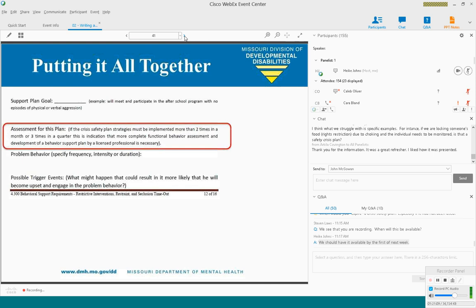So if you've had to use this plan 2 times in a single month or 3 times in a quarter, so basically more than once a month, you probably need extra help. Recognizing that this is just a rule of thumb, you might need additional help beyond what you have available right now.